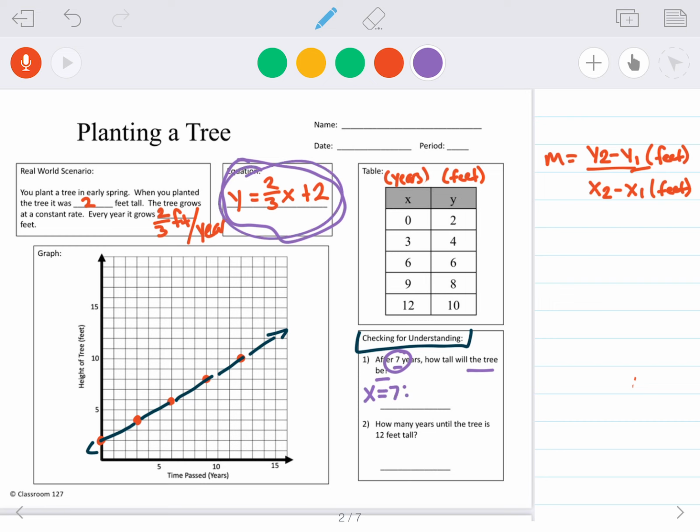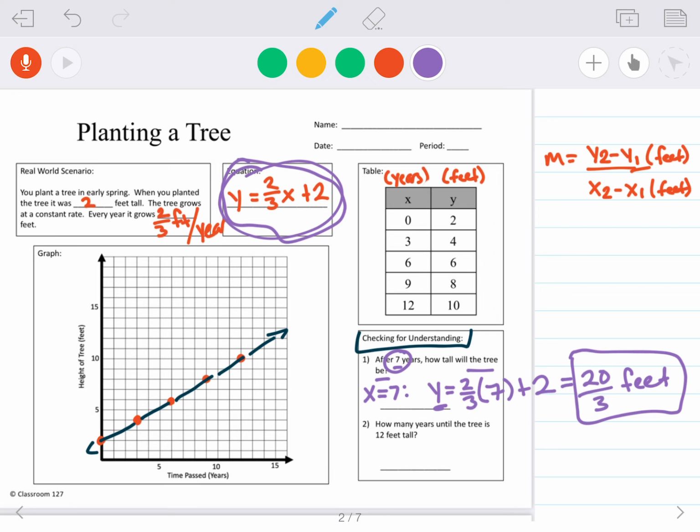So when x is 7, we get y is equal to 2/3 times 7 plus 2. And that's going to give us, let's see, 14/3 plus 2. That's going to give us 20/3. So 20/3, and our units, because we're evaluating a function, we're getting a y value out, our unit is going to be in feet. So 20/3 feet tall.